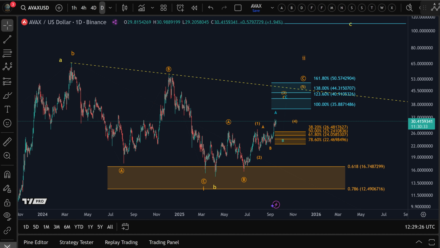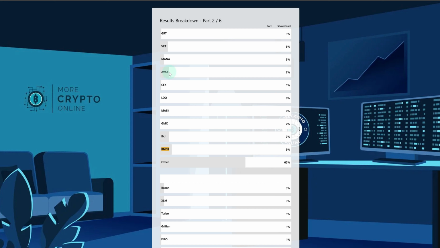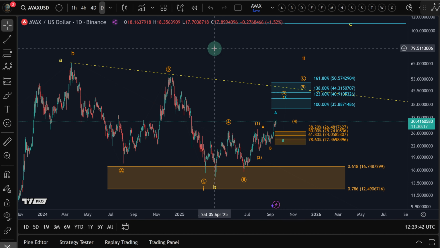Now, in our members area, people asked me to focus on AVAX this week. Take a look at the AVAX chart. You guys can vote on Discord for different coins. AVAX here received 7% of the vote, so I'm breaking it down for you guys here on YouTube now as well.